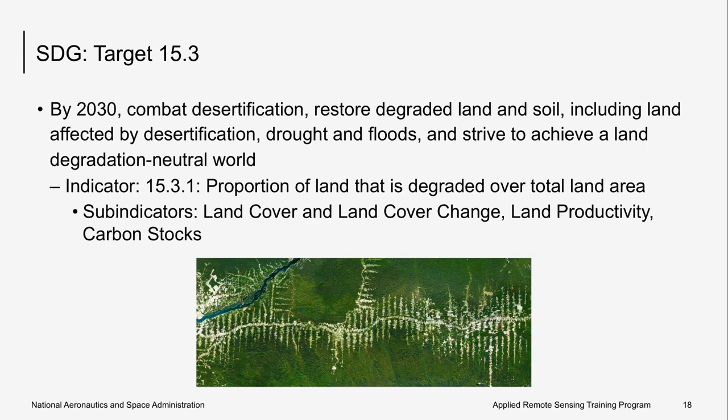The measurement unit for this indicator is the spatial extent in hectares or kilometers squared, expressed as the proportion or percentage of land that is degraded over the total area. Land degradation is the reduction or loss of the biological or economic productivity and complexity of rain-fed cropland, irrigated cropland, or range, pasture, forest, and woodlands, resulting from land uses or from a process or combination of processes arising from human use.